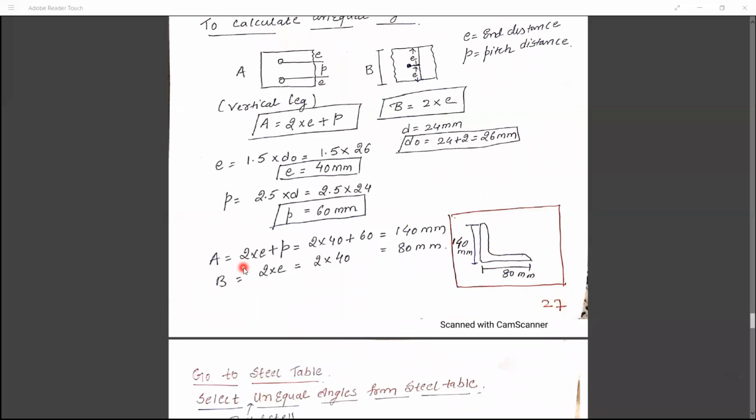So when you revise these angles, you will get E is equal to 2 into E plus P. That is 2 into 40 plus 60, that is, 2 into 40 plus pitch distance as 60. Then B is 2 into E, 2 into edge distance. So that is nothing but 80 mm. So this is 140 mm and this is 80 mm.